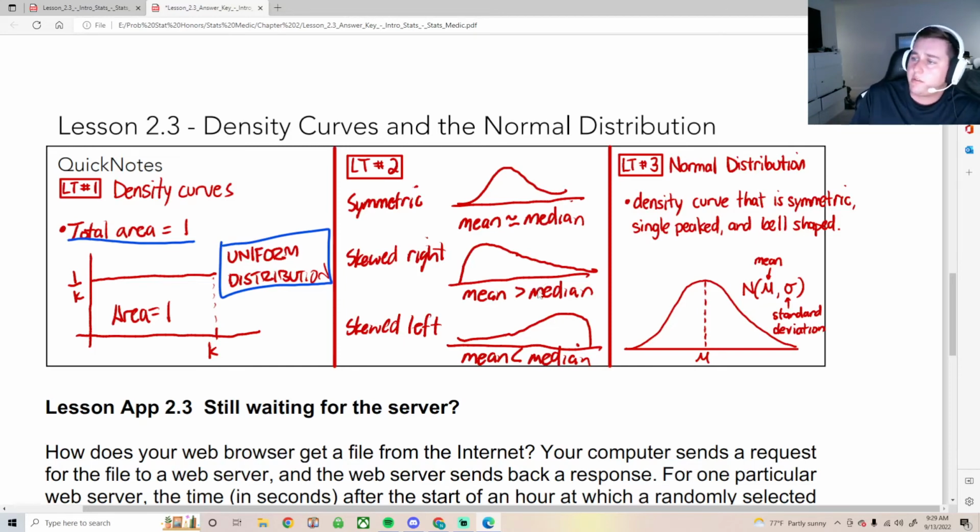And then LT3, this is something we haven't talked about yet. So this is your first introduction officially into the normal distribution. The normal distribution is a density curve that is symmetric, single-peaked, and bell-shaped. We describe a normal distribution using the mean and the standard deviation. So the mean and the standard deviation will describe a normal distribution. There is no other form of normal distribution other than the standard normal distribution, which is what you use z-scores for, which is this formula, which I believe we saw on the notes on Monday and the 2.1 notes.